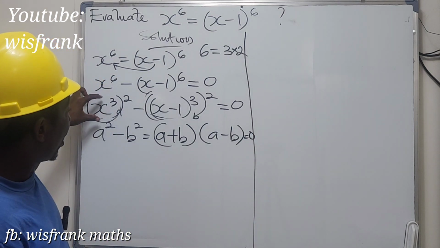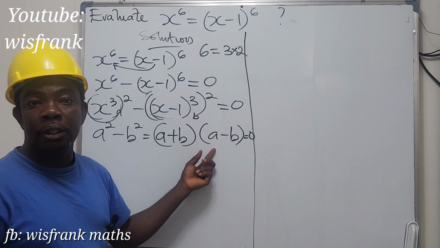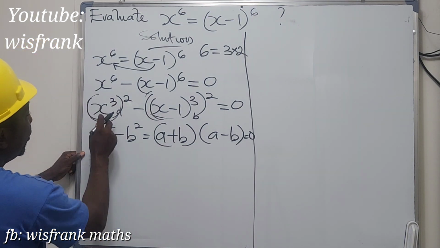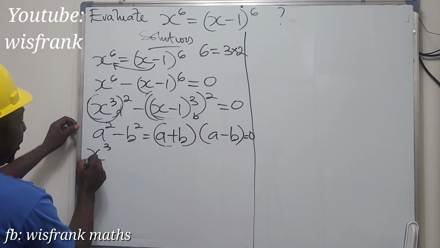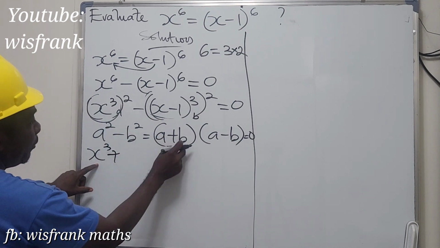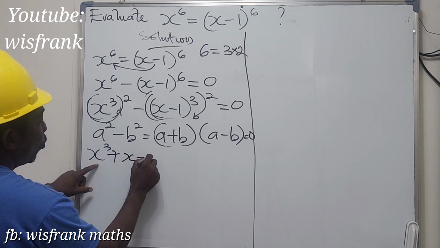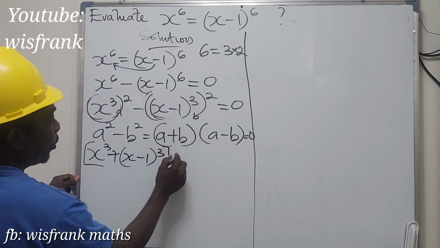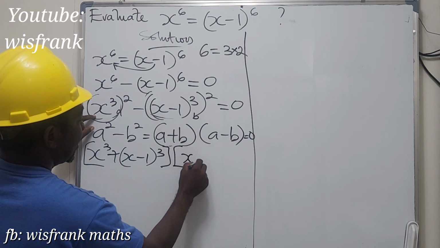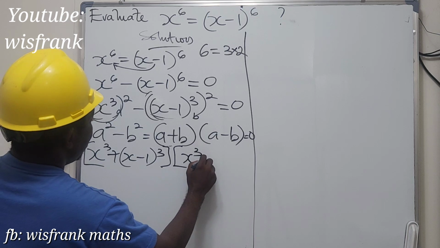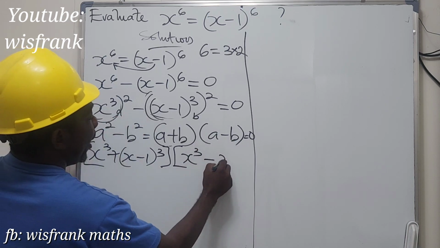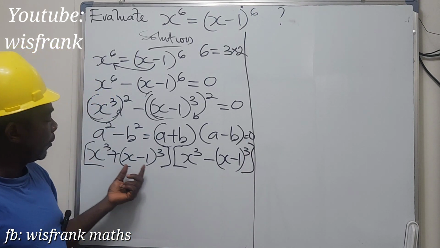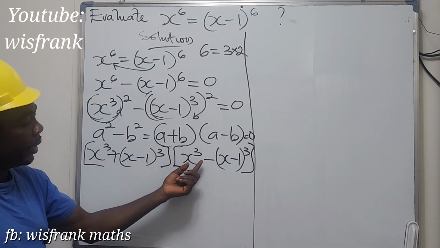So in that case, we are going to express this in this format so that we will have our value of x. As we said, the whole of this place is a. So it's going to be x to the power of 3, that is a, plus the value of b, which is x minus 1 all to the power of 3. That is for the first one. Then the second one, we have a here as x to the power of 3, then minus, for b here we have x minus 1 all to the power of 3. So this is what we have. This is a, b, and a, b.